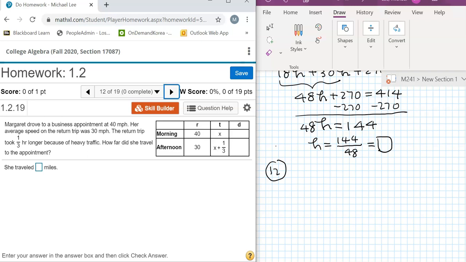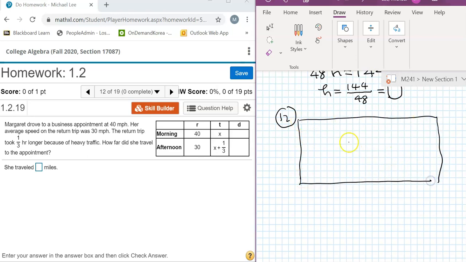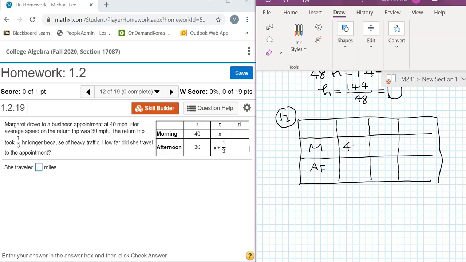So now they have a nice table for us. So let's try to use that table. Now if I copy that table, it is like this. So you have 3 rows and 4 columns, right? Like that. And this is morning, this is afternoon, this is 40 miles an hour, this is speed, this is time, D. So this is 30.